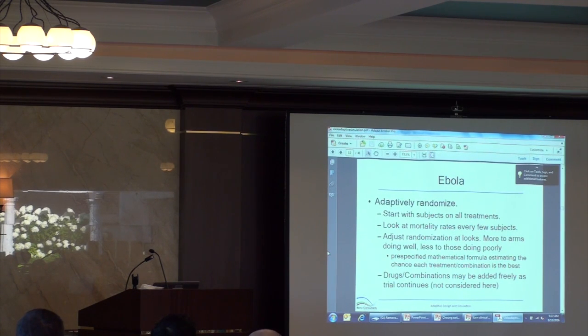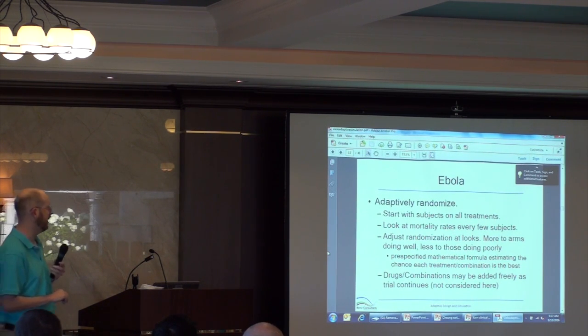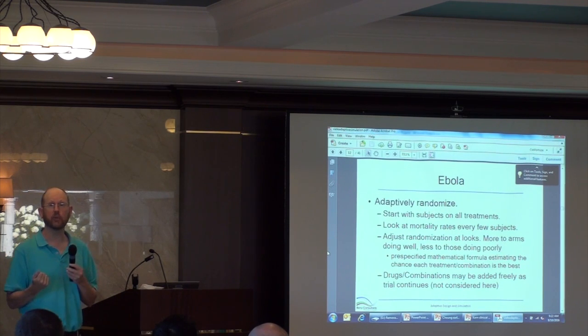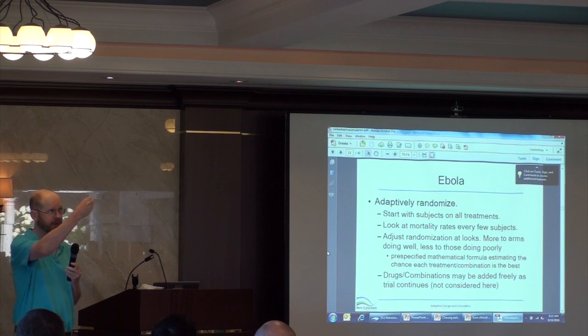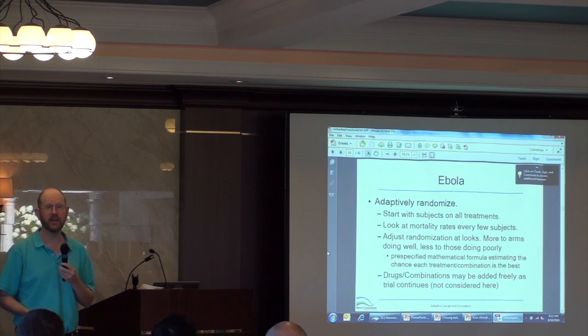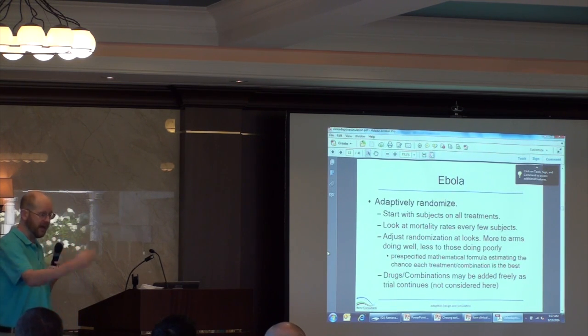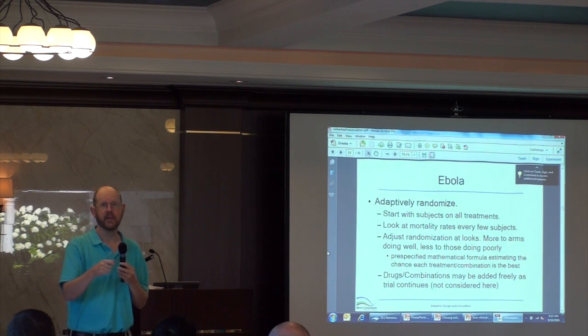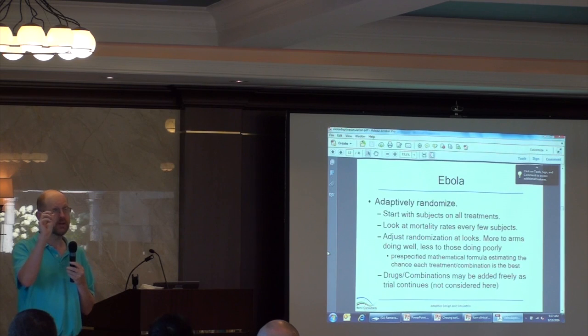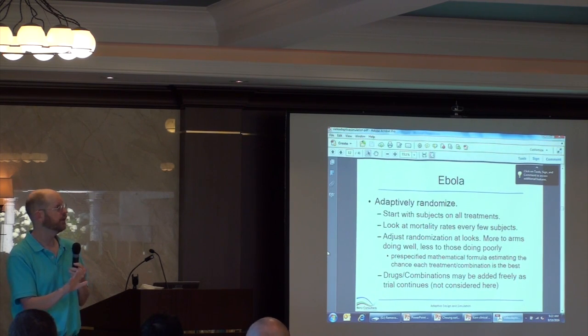We're going to look at the mortality rates every few subjects, and we're going to adjust the randomization. So when we start off, we've got 10 subjects, basically 10% assigned to every arm. We're going to allocate a few, look at the data, and adjust those. Now remember, we have this burn-in period that Jason talked about. We only did 3 per arm.